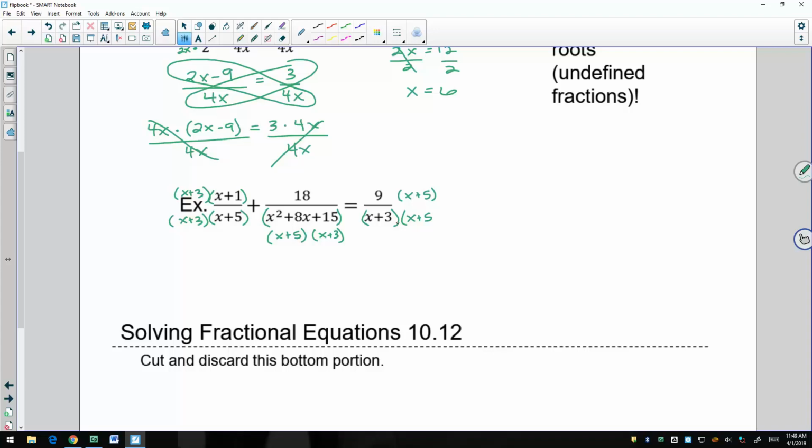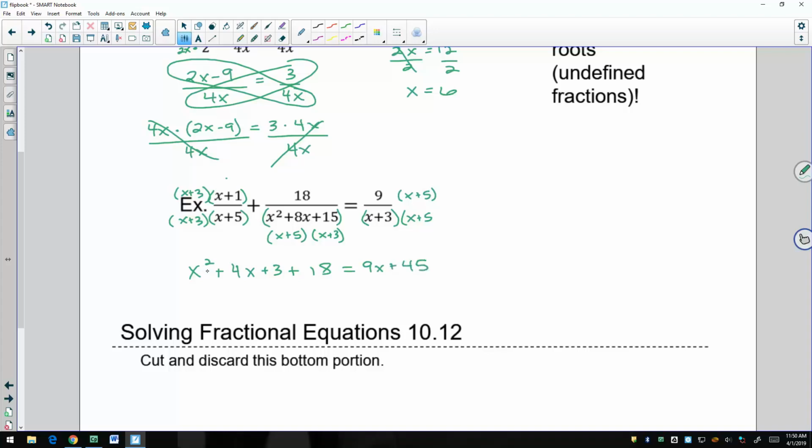So now that they're all the same, I really only have to worry about solving the top. When I multiply out the top left, I get x squared plus 3x plus 1x, that's 4x, plus 3, plus 18 equals, and if I multiply the 9 by x plus 5, that's 9x plus 45.